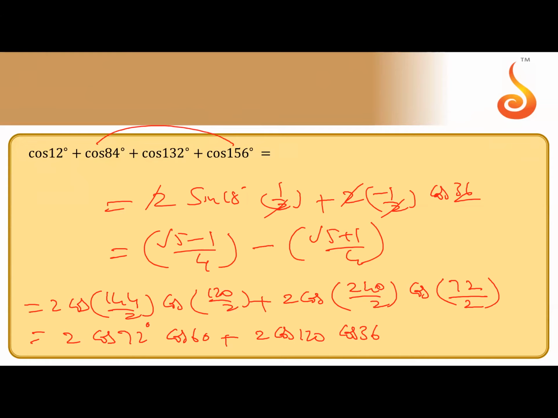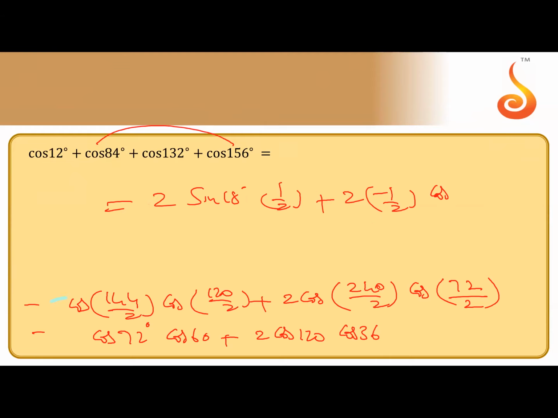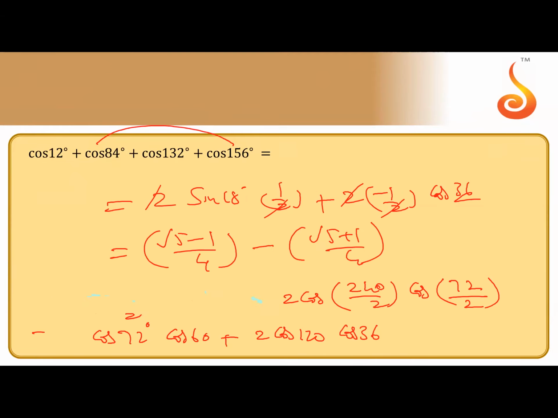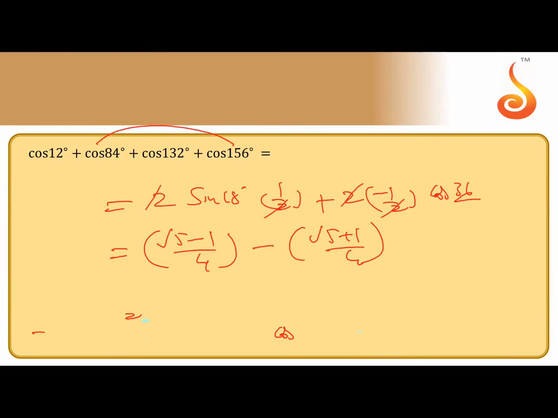Sin 18 degrees is root 5 minus 1 by 4. Cos 36 is root 5 plus 1 by 4. So tomorrow I'll give the values, but again at home you can write all the values. Is it comfortable? Yes. What is the final answer? LCM is 4: root 5 minus 1 minus root 5 minus 1. So already somebody else solved. Very nice. Minus 2 by 4, minus 1 by 2 is the answer.